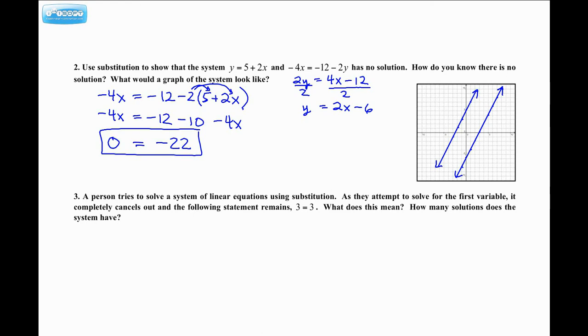A person tries to solve a system of linear equations using substitution. As they attempt to solve for the first variable, it completely cancels out, and the following statement remains: 3 equals 3. What does this mean? How many solutions does the system have?